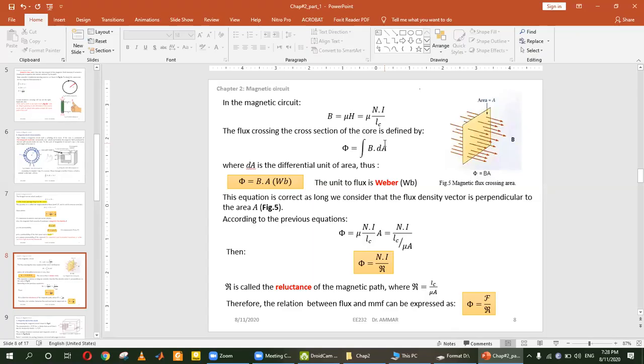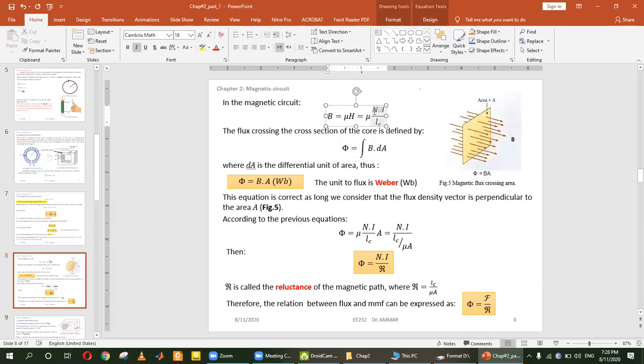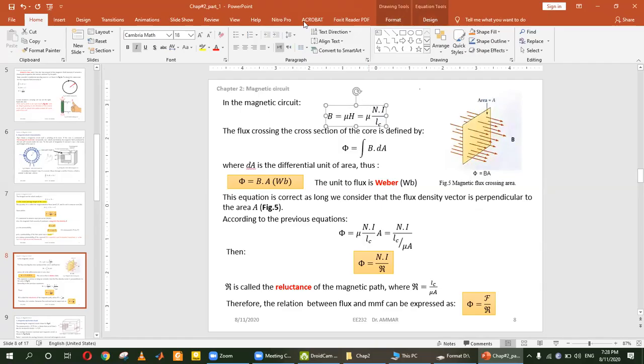Here is a similar case. Okay, so the flux before here, by substitution of the expression of H in B, can be in terms of NI and L. It's simple, just a substitution. Okay, let's talk about the flux.